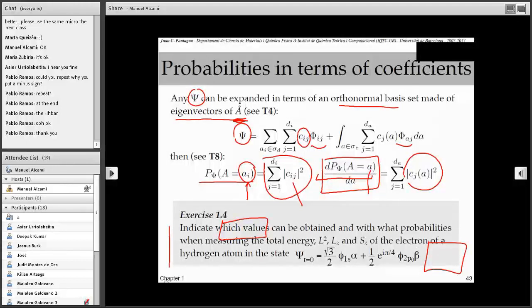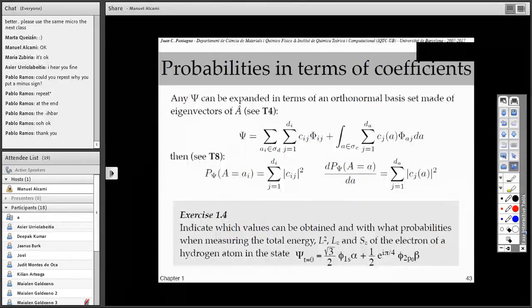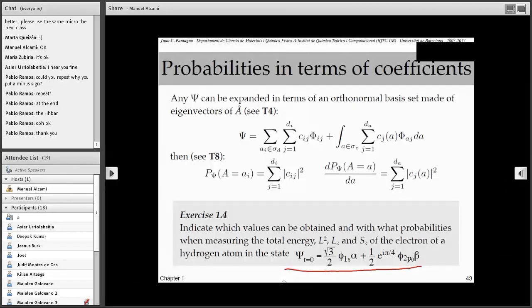Exercise. Very simple. Well, I will do it because it's a direct illustration of this. Assume that we have a hydrogen atom in this state, a linear combination of the 1s alpha, in this case we are assuming that spin is relevant, and 2p0 beta. And we want to know what are the probabilities of obtaining the possible results for the total energy, L square, Lz, and Sz.